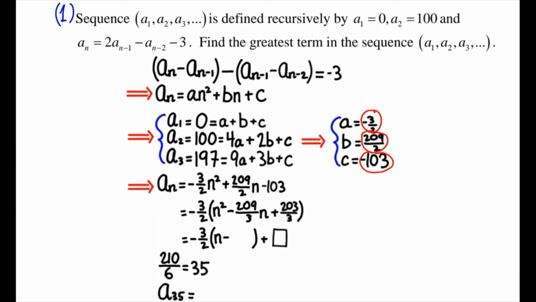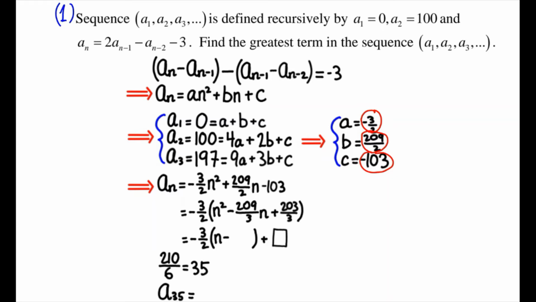Let's put that into our function over here. We end up with An is equal to minus 3 divided by 2 n squared plus 209 divided by 2 n minus 103. Now what do we do to find the greatest term in this sequence? Well, we're going to do something called completing the square, where we take out the number to make it so that it's a perfect square plus something a little bit extra.